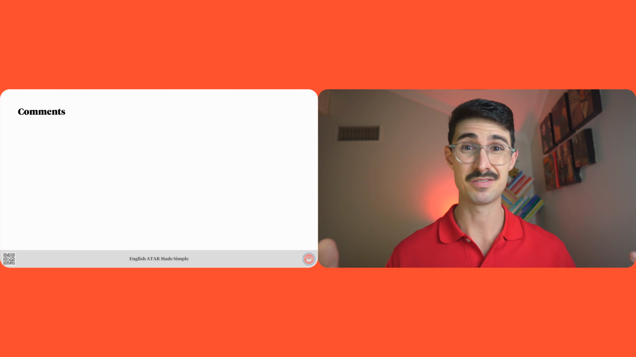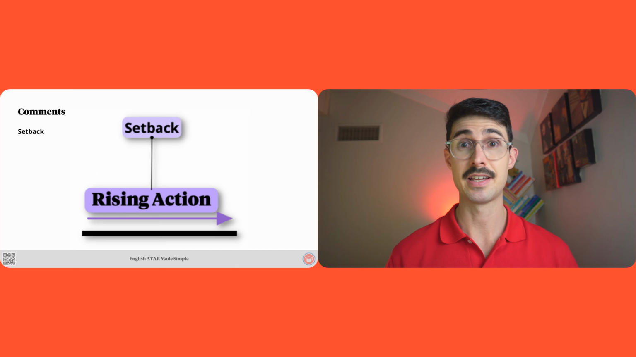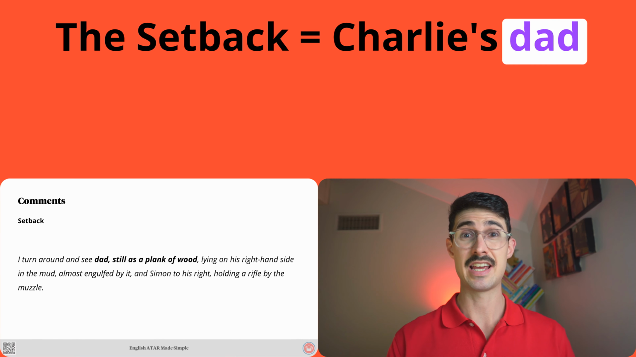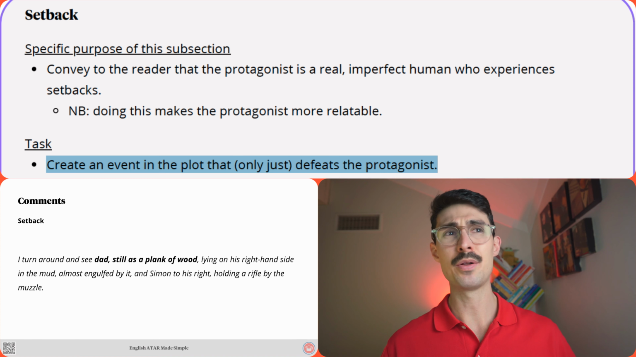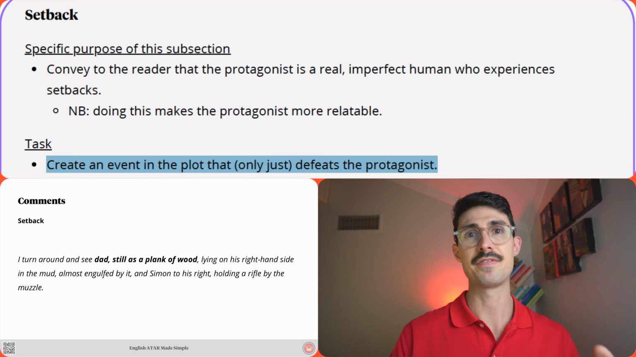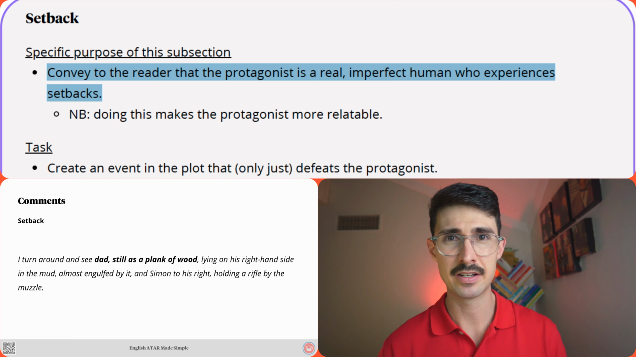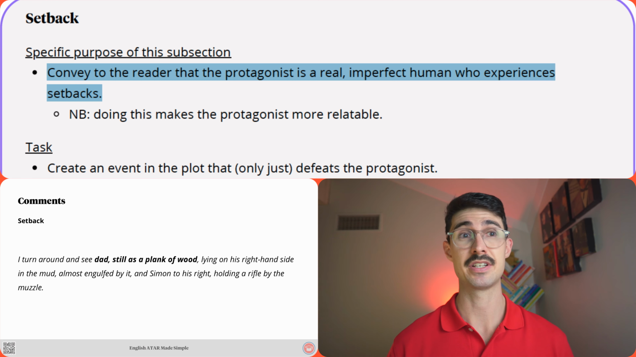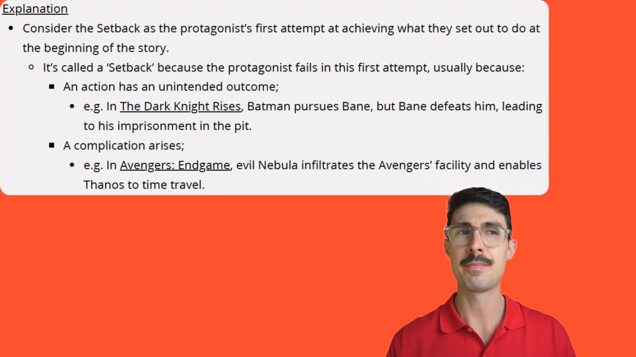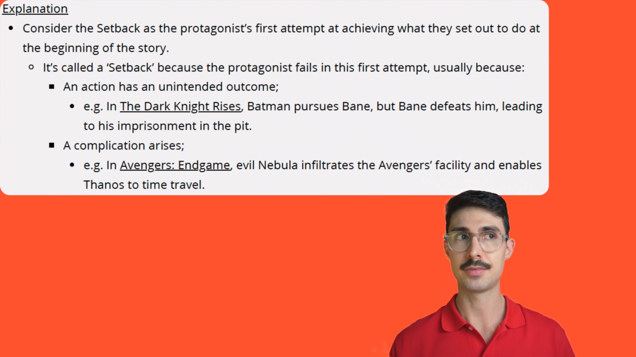That's the rising action. Let's discuss a few things about it. The rising action has got the one element, the one ingredient. It's the setback. The setback is Charlie's dad dying, but Charlie not fully being aware of this yet. While this setback doesn't narrowly defeat the protagonist, it achieves the specific purpose of conveying to the reader that the protagonist, Charlie, is a real person who experiences complications. This type of setback could be framed as an action has an unintended outcome or a complication arises.